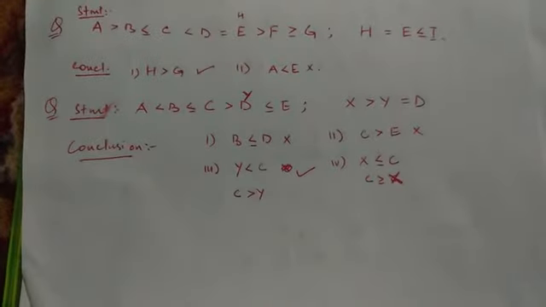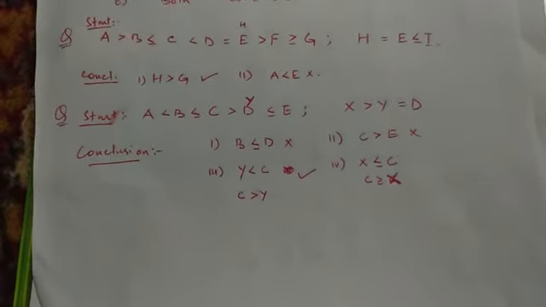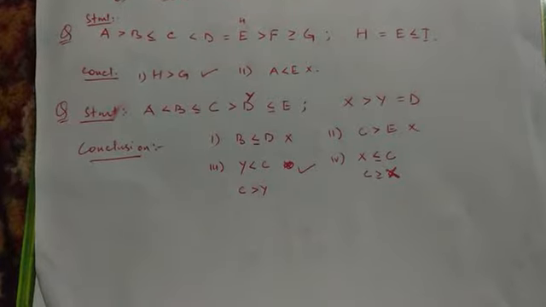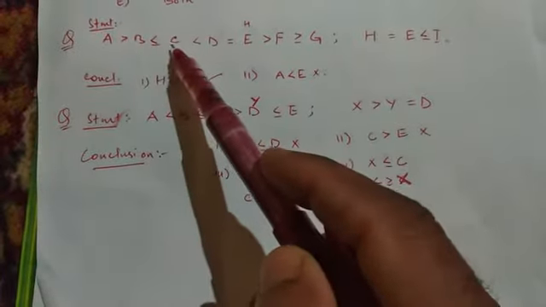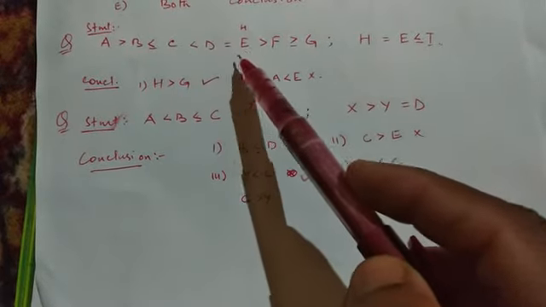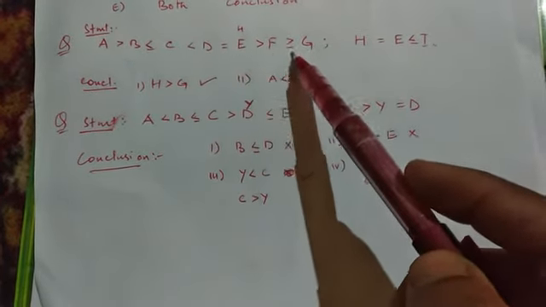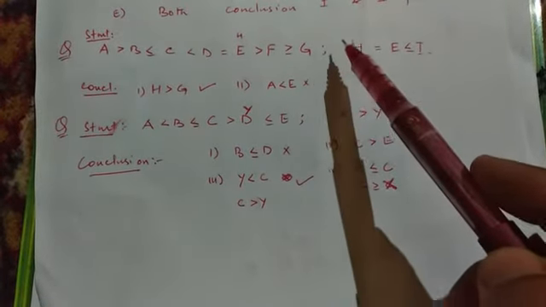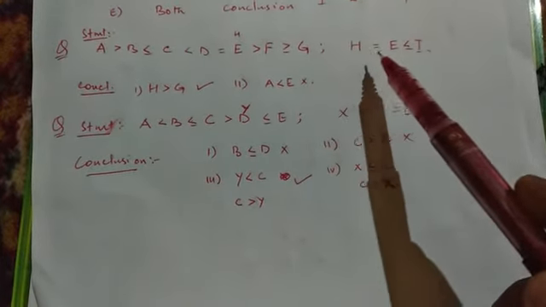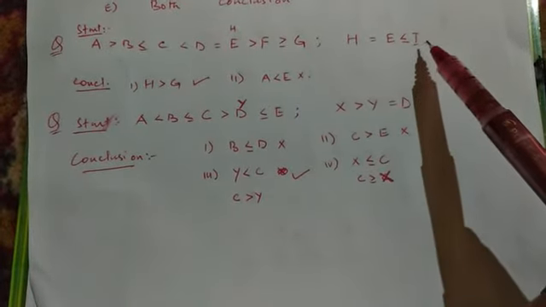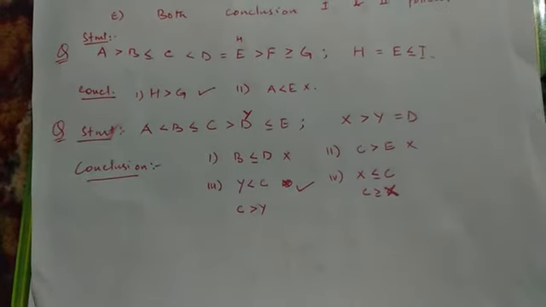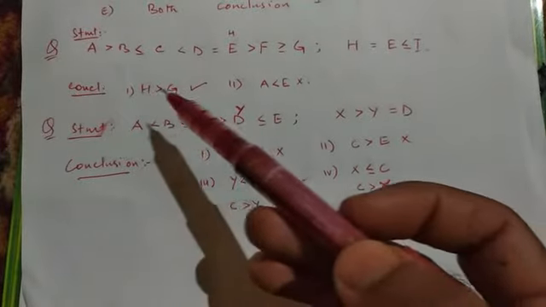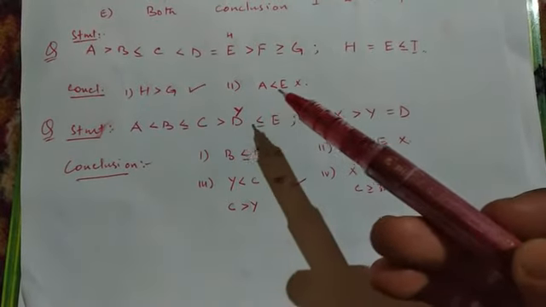Okay, now we will do one question in which our statement has two sections. For example, here A is greater than B, less than or equal to C, less than D, is equal to E, greater than F, greater than or equal to G. And the second portion of this statement is H is equal to E, less than or equal to T. And our conclusions are H is greater than G, A is less than E.